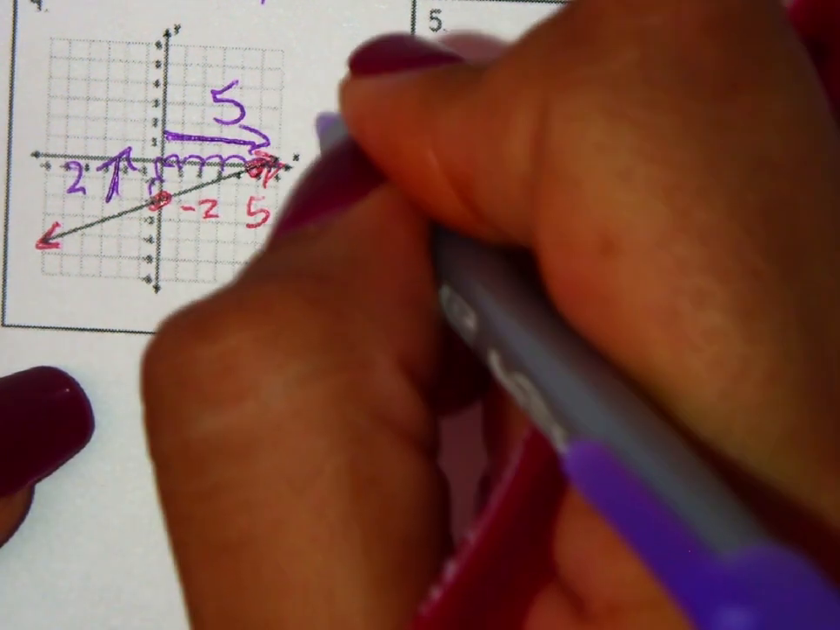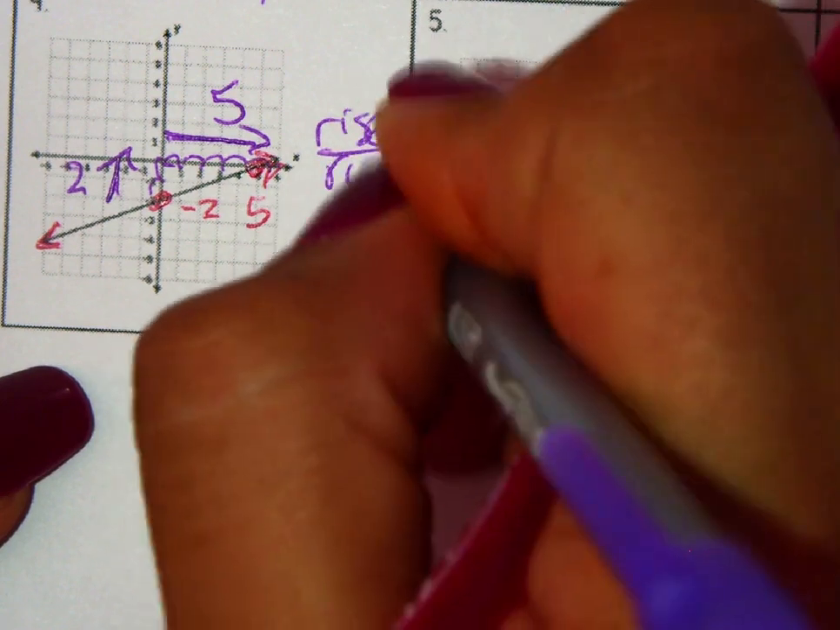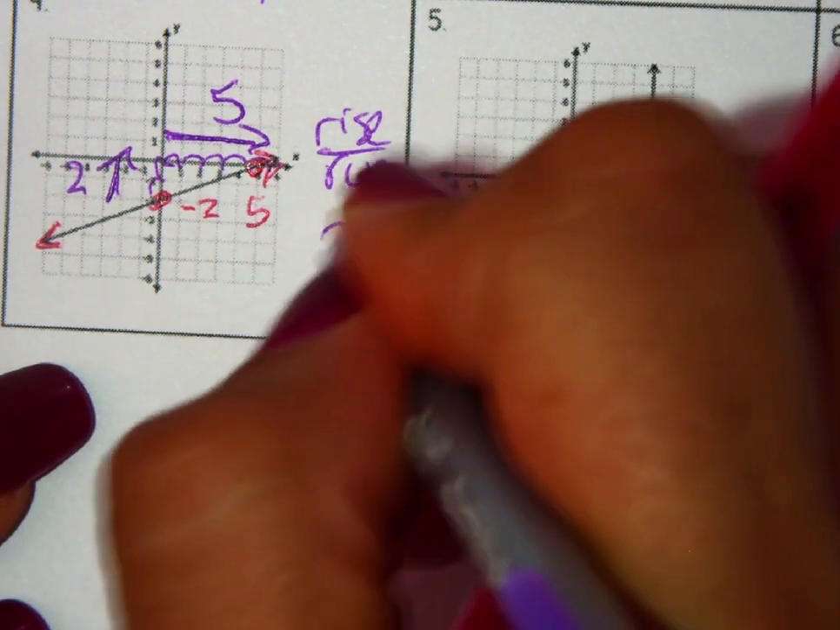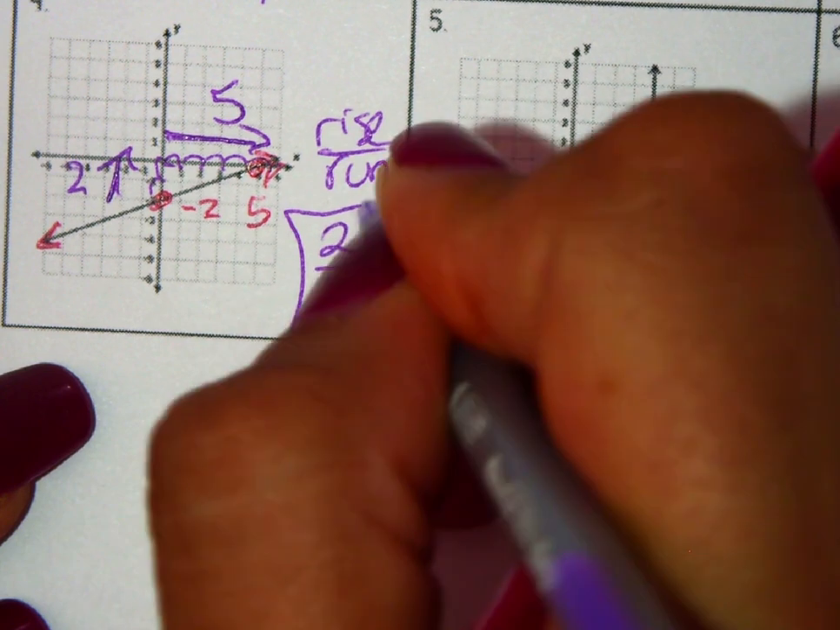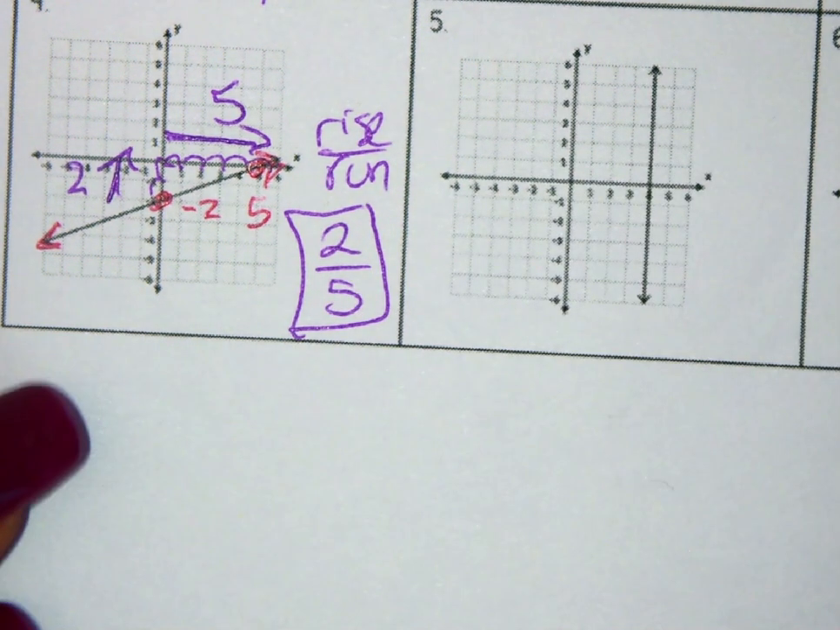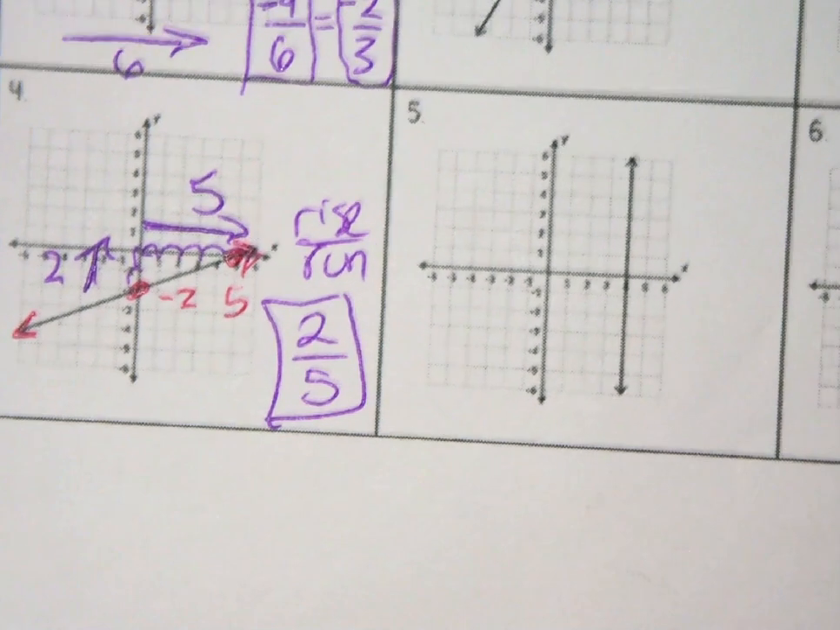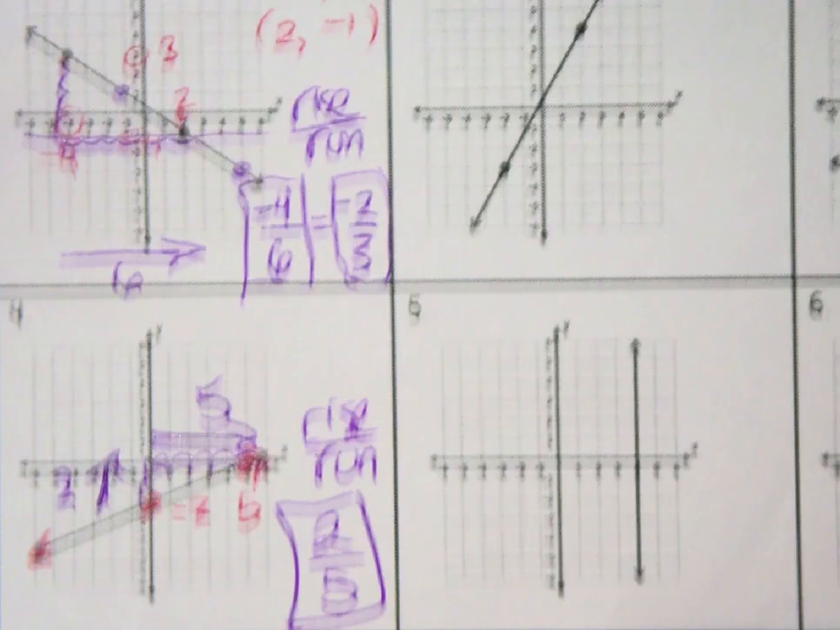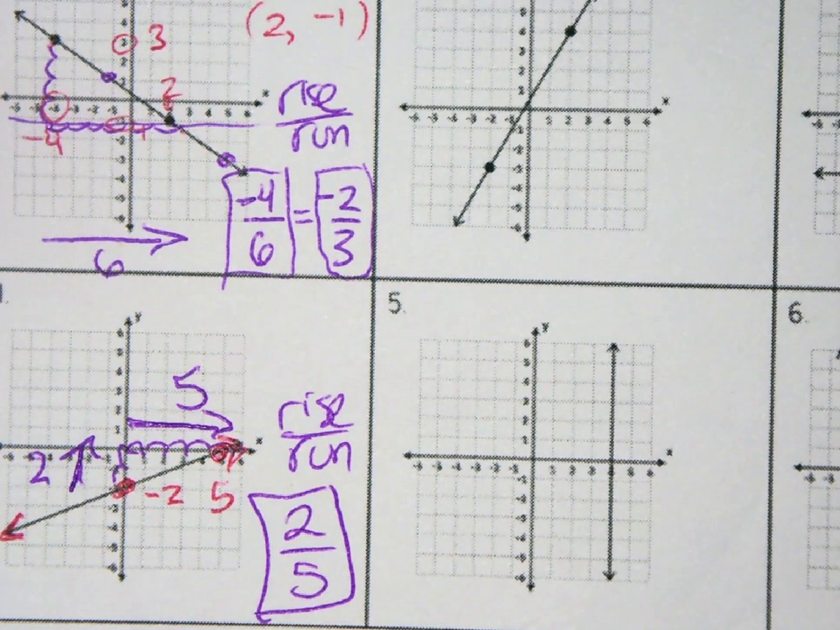To write the slope, we do rise over run. And in this case, it's going to be 2/5. So that's the measure of steepness. This is learned through practice, so I hope this video helps you understand how to find slope from a graph.